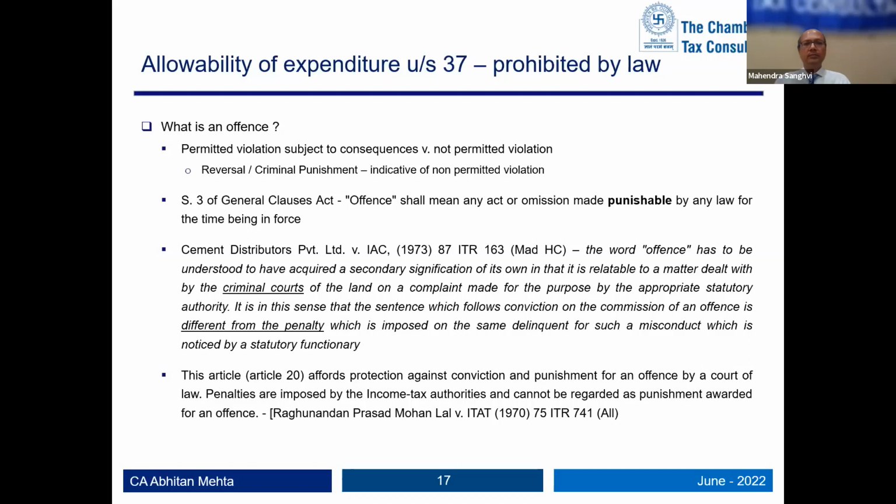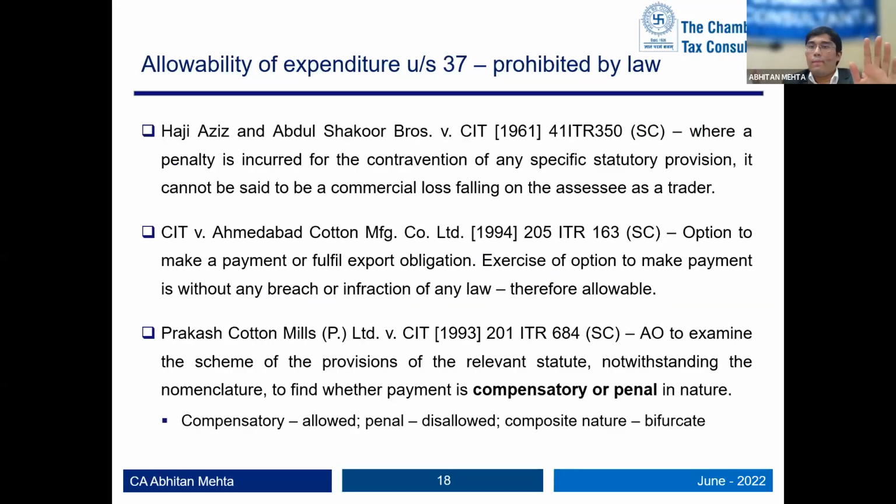So whether one can then say all penalties are allowed under 37(1), the answer is no. You have a Supreme Court ruling way back in 1961 to say that any penalty is not allowed as a deduction under 37(1). But then it has been further mellowed, or I would say the rigors have been reduced, by the decision of Prakash Cotton Mills in 93, which says you have to analyze whether the penalty is compensatory in nature or penal in nature. If it is compensatory in nature, then it should be allowed. And if it is penal in nature, it should not be allowed.